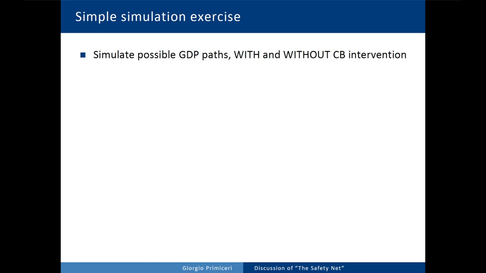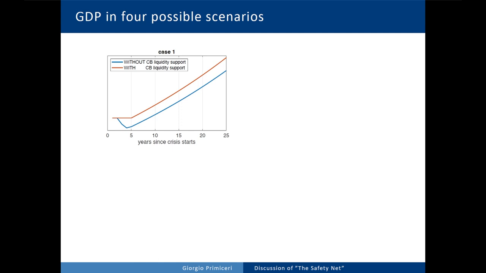And let me show you four possible cases. So this is a simulation that starts with a crisis. All of the simulations start with a crisis today that lasts 5 years. That's a typical scenario. And the red country is a country with a central bank that intervenes with liquidity support today, while the blue country is a country with a central bank that decides not to intervene.